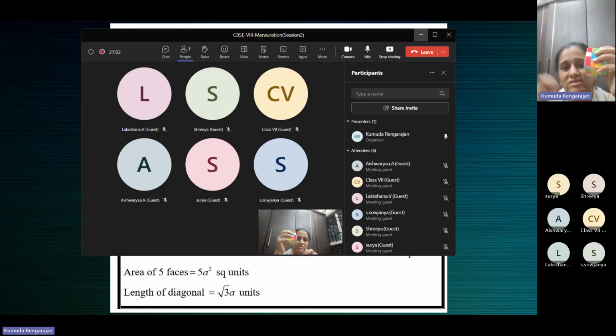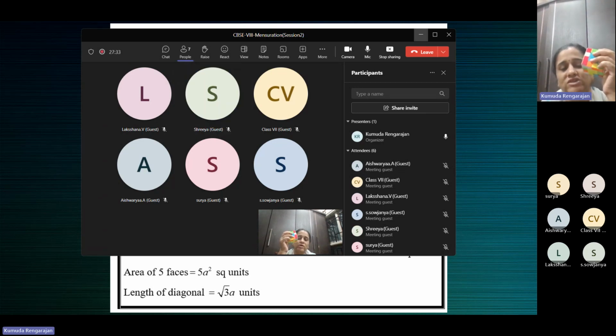Like volume is area into height, in the same way, the curved surface area or the lateral surface area of a solid that has a uniform cross section is given by perimeter of the cross section into height. So what is the formula to find the perimeter of a square? 4A, 4 into side. 4A into H.